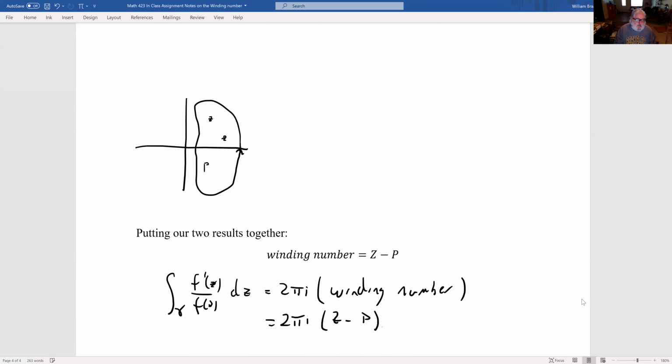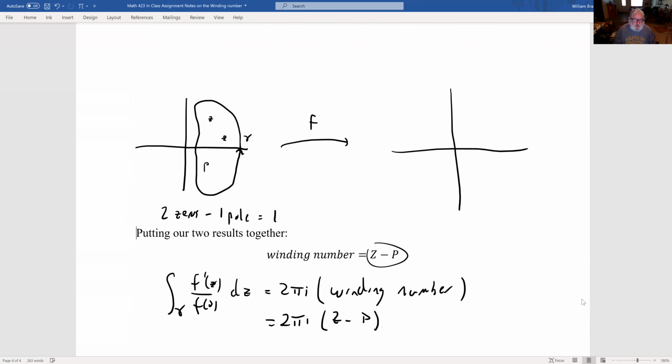a path, gamma, that goes around it like this. And I have a function f. So 2 zeros minus 1 pole equals 1. So my winding number should be 1. So what I'm doing here is I'm assuming multiplicity and the order of the zeros and the poles equals 1, just to simplify this example. So the winding number should be 1. So what does this actually mean?